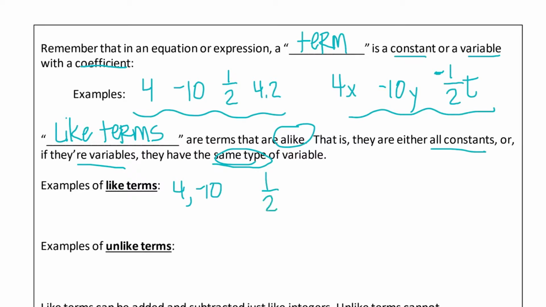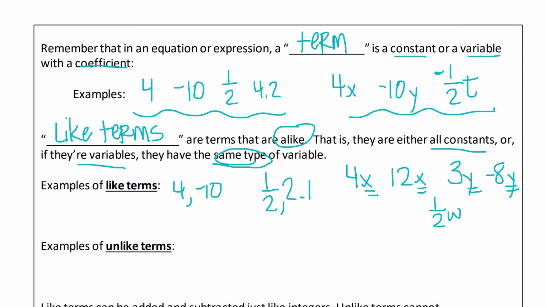1/2 and 2.1 are like terms because they're both constants. 4x and 12x are like terms because they both have the same variable. 3y and negative 8y both have the same variable. 1/2 w and negative 3w. The fact that one of these is a fraction doesn't matter. Since they both have the w, that makes them like terms, okay?